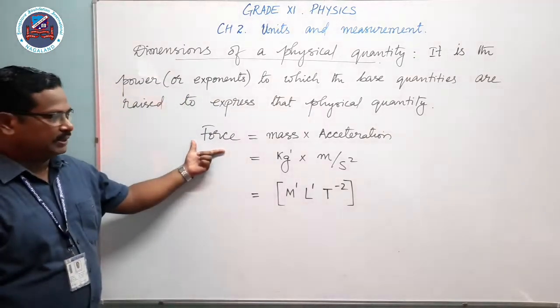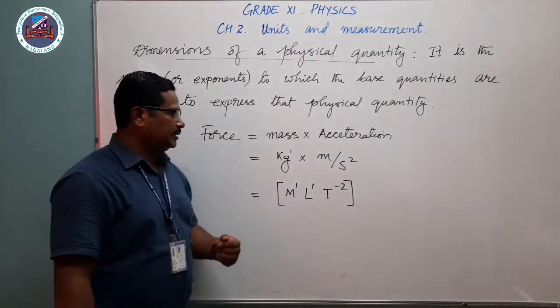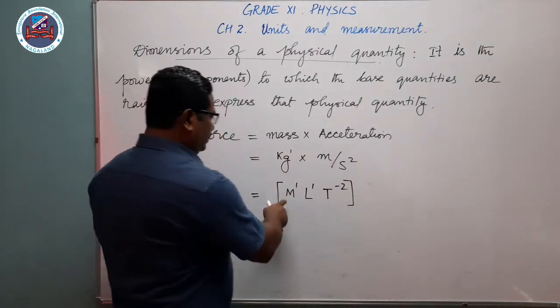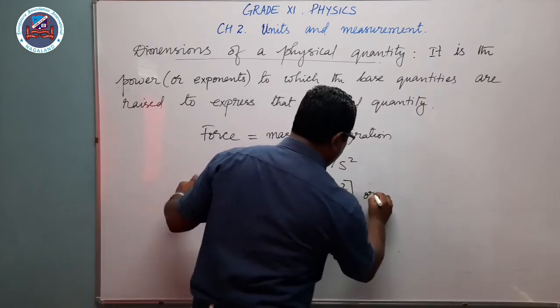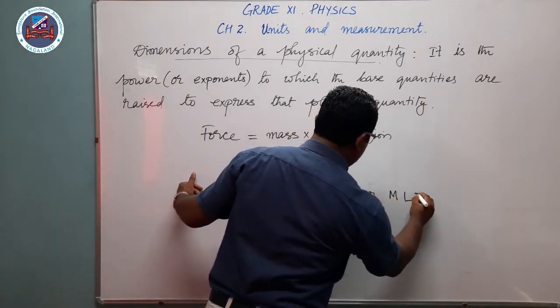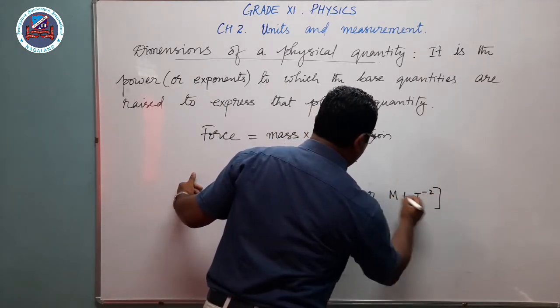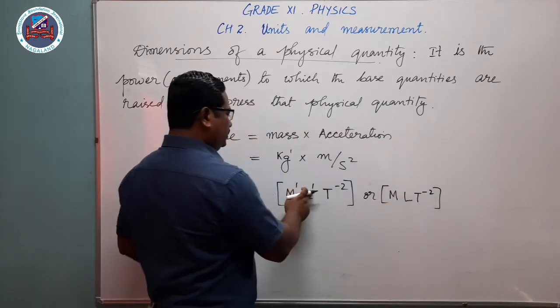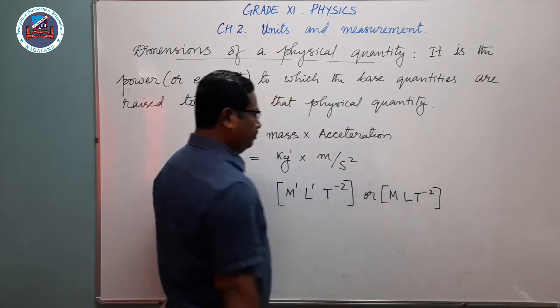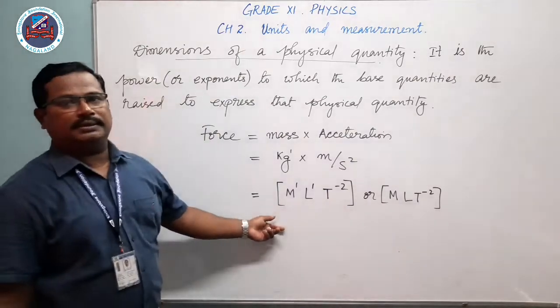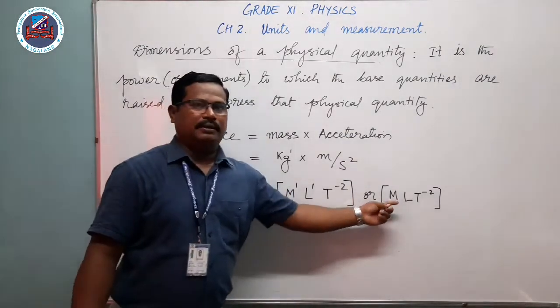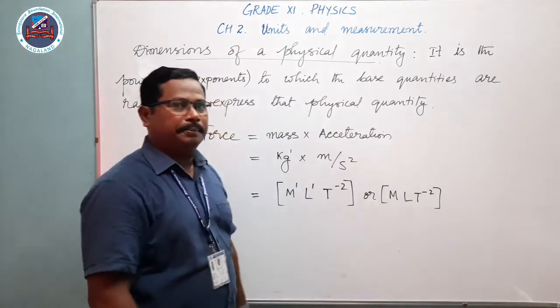Here on the board you can see this also can be written as M L T power minus 2 simply. When the power is 1, if you do not mention it, it is okay, but you must be sure that one square bracket must cover them up in front and at the back.